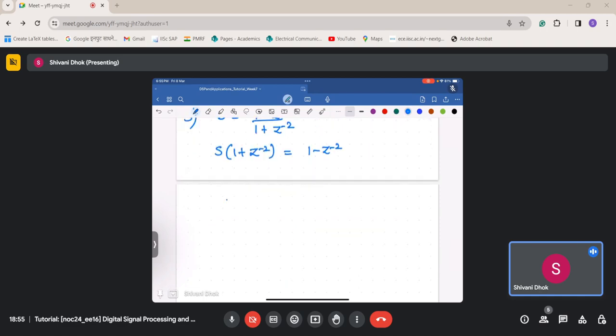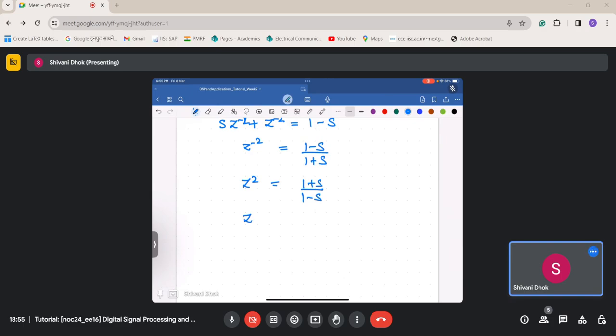So this I can write as S into Z to the power minus 2 plus Z to the power minus 2, which is equal to 1 minus S. So Z to the power minus 2 will be equal to 1 minus S upon 1 plus S. So Z square will be equal to 1 plus S upon 1 minus S.